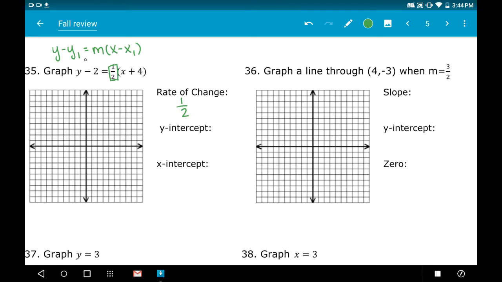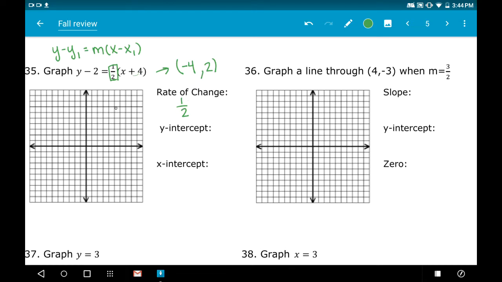Now this equation doesn't give us a y-intercept, but it does give us a point. So we have x minus x1 over here, which means our x value here has to be a negative 4. So it's always opposite of what it looks like. Then our y value is y minus 2, so this one has to be a positive 2. So we know it's going to go through this point right here with a slope of 1/2.